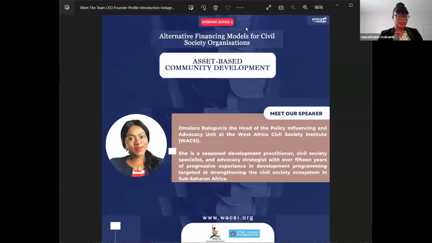She's a seasoned development practitioner, civil society specialist, and advocacy strategist with over 15 years of progressive experience in development programming targeted at strengthening the civil society ecosystem in sub-Saharan Africa. Omolara offers strategic direction to the Institute's ambition to connect organized and organic civil society actors in thoughts and actions and influence regional and global policy discourses around good governance, democracy, human rights, and sustainable development. She is an ardent advocate for a participatory regional development agenda, civil society sustainability, and open civic space.